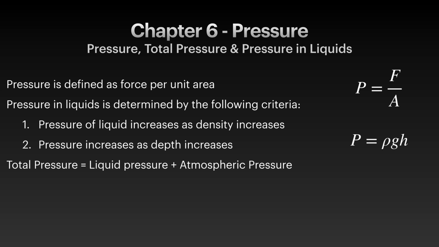And there's a formula for that too. P equals rho g h, where rho is the density of the liquid, g is the gravitational acceleration, here on Earth it's 9.8 meters per second squared, and h is the depth below the surface. So the denser the liquid, the more depth, the more pressure. That's why submarines need thick walls to survive at great depths.